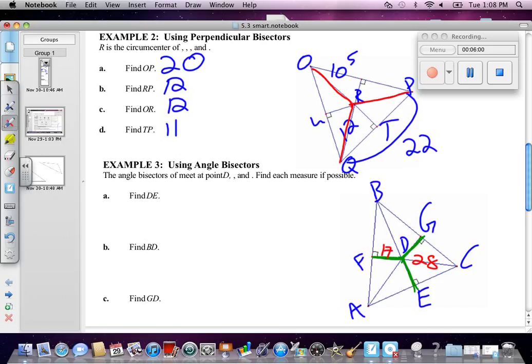D to E would be what? 17. B to E, we don't know. Why don't we know B to E? Because what are these? They're not congruent. They're not congruent because it's angle bisectors, not perpendicular bisectors. G to D, 17.